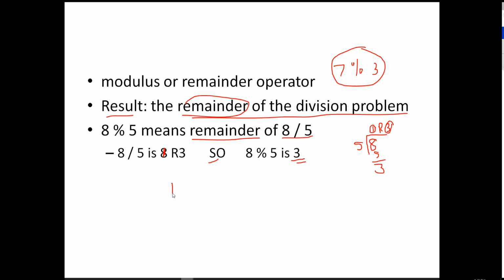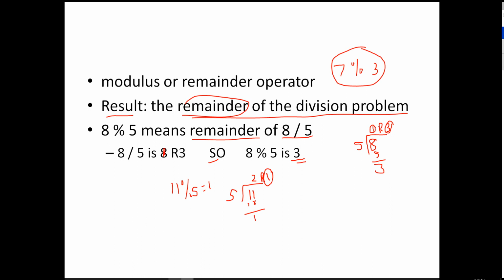One more problem. 11 modulus 5. So let's change this to modulus. You take the division, 11 divided by 5. 5 goes into 11 twice. It has 1 remaining, so it's 2 remainder 1. So all the modulus cares about is the 1, because it's saying what is the remainder of 11 divided by 5. So that's what it's going to return.